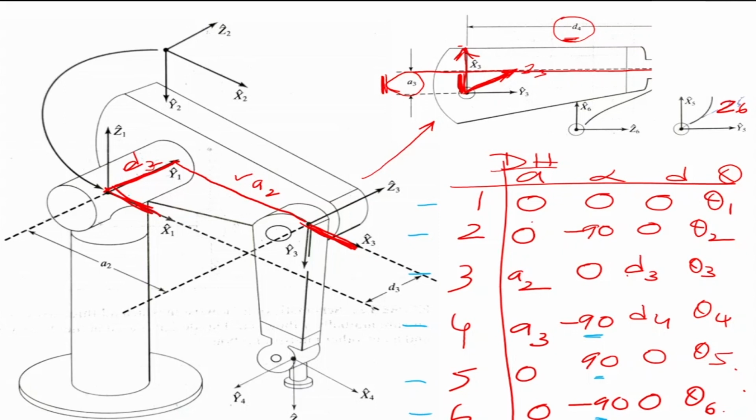So we'll stop here today, and in the next class we'll move on to forward kinematics, that is, what is the relation between the end effector and the base coordinate system.